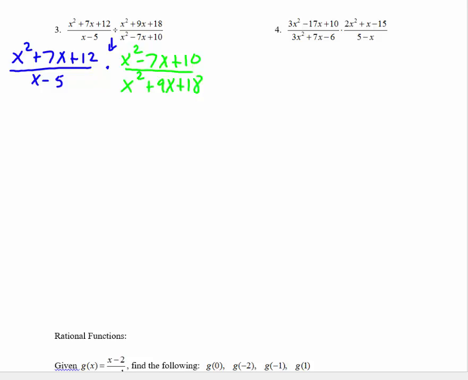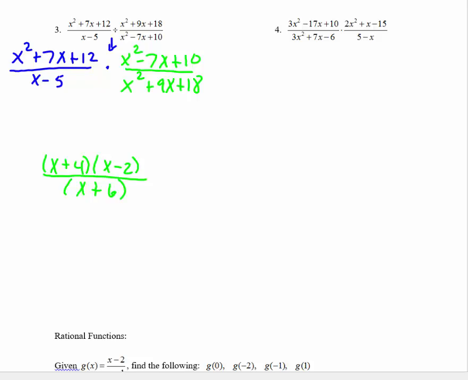All of the factorings for the top numerator and the other fraction are going to be just the C method, so I'm going to let you finish that on your own. The final answer in factored form would be x plus 4 times x minus 2 all over x plus 6.